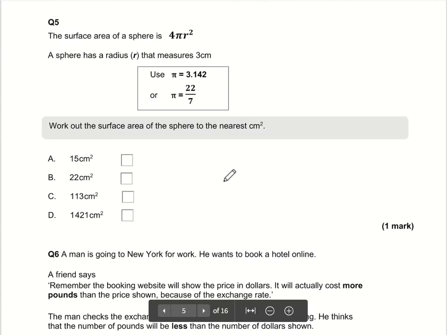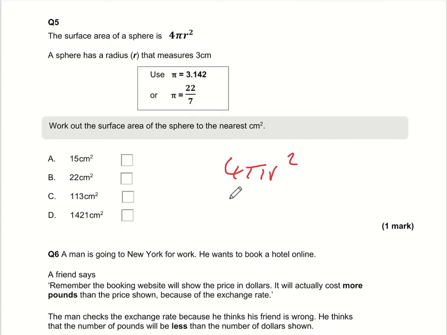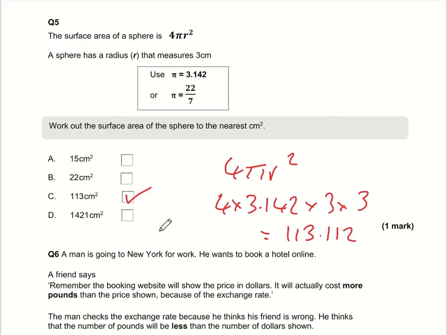Question number 5. So the surface area of a sphere is 4 pi r squared, so that is 4 times pi, which is 3.142, times the radius, which is 3 times 3, and that comes to 113.112. As we can see, that is answer C if we're rounding to the nearest whole number.